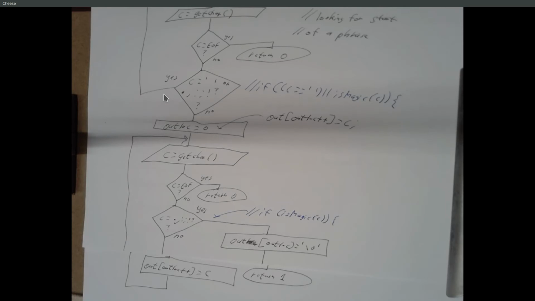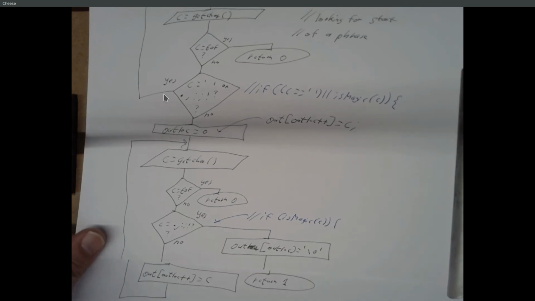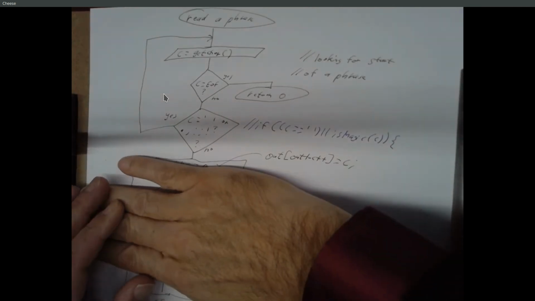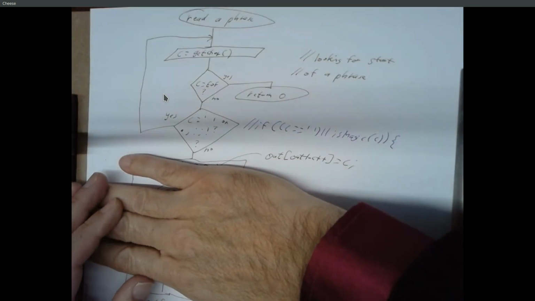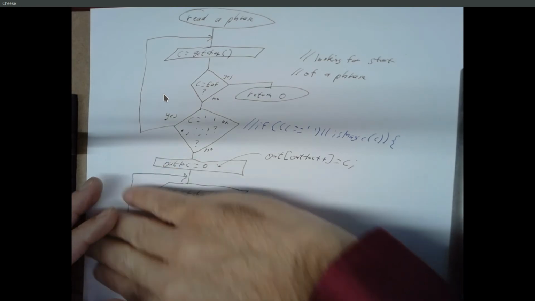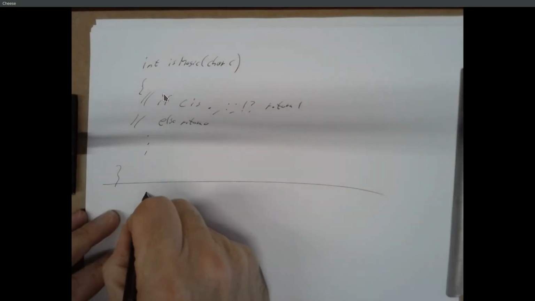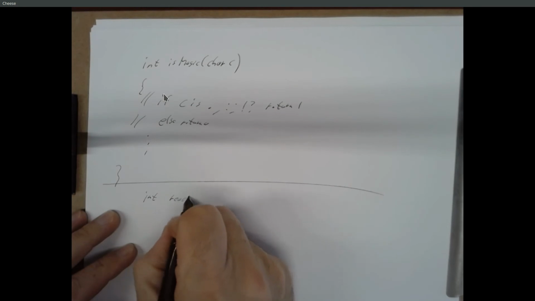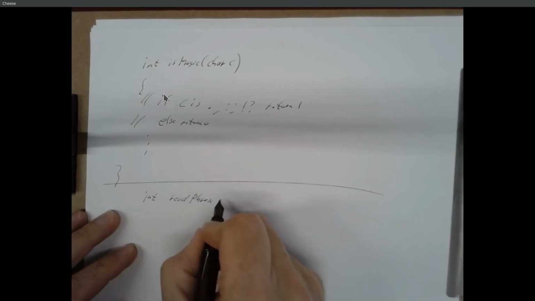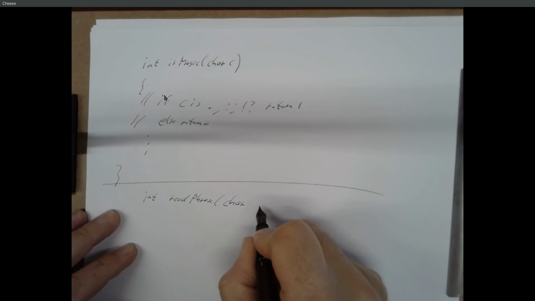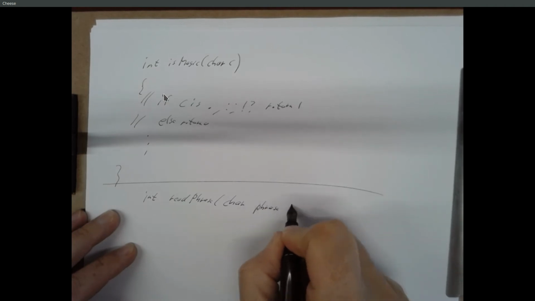But if you have something like this in mind, right, you can break this into pieces. You can just work on this part that finds the beginning of a phrase. Make a flowchart for it and then write some code. And like I say, I would suggest maybe something like integer read phrase, character phrase bracket 201.